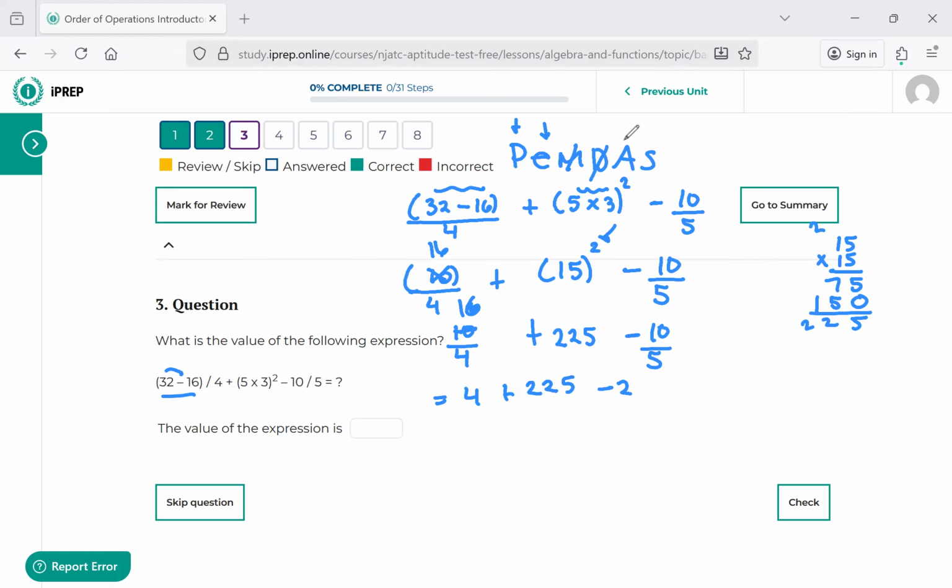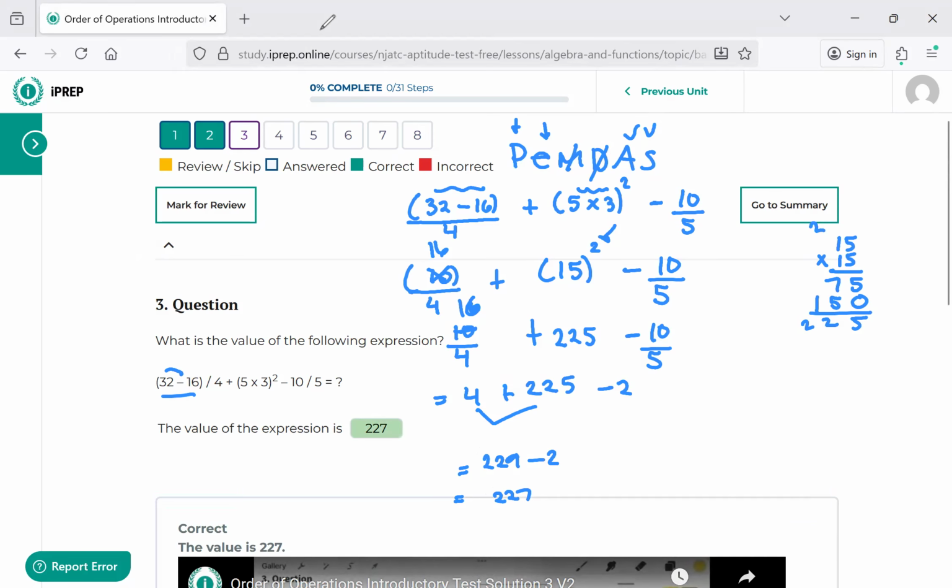So we did division. Do we have addition and subtraction? Yes, we have both. So just go from left to right. What's 4 plus 225? 229. And then minus 2. What's 229 minus 2? 227. Okay, so yeah, see, I make mistakes too. Correct.